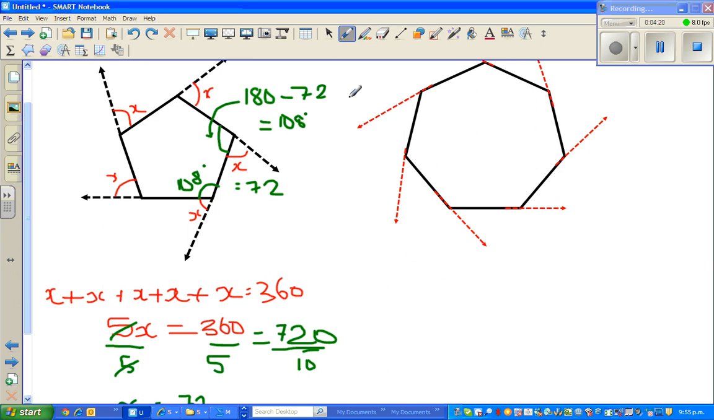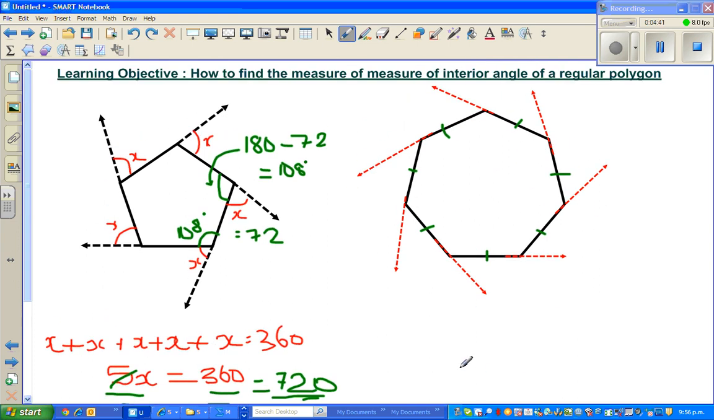Here, in the same manner, how many sides has this got? You've got 1, 2, 3, 4, 5, 6. So let us start from here: 1, 2, 3, 4, 5, 6, 7-sided polygon. I don't know what this polygon is called. This is a 7-sided polygon. So we've got 7 exterior angles. I can call this, say, y. This is y, this is also y. I'm not going to write all the y's. So we've got 7 y's.